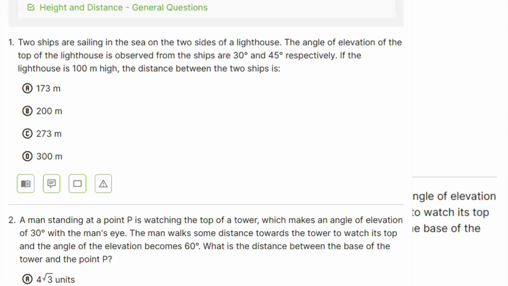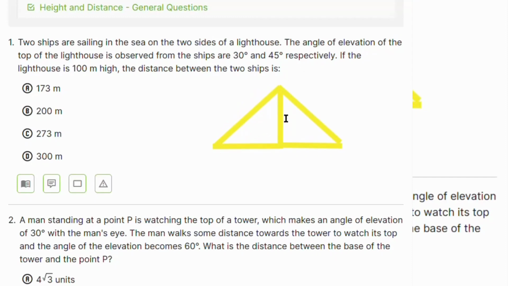So let's take this as the lighthouse, and two ships are sailing in the sea on two sides of the lighthouse. This is one ship, and this is another ship. These are on the two sides of the lighthouse, and the angles of elevation of the top of the lighthouse observed from the two ships are 30 degrees for this ship and 45 degrees for this ship.